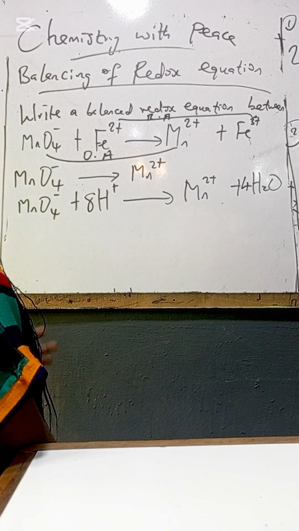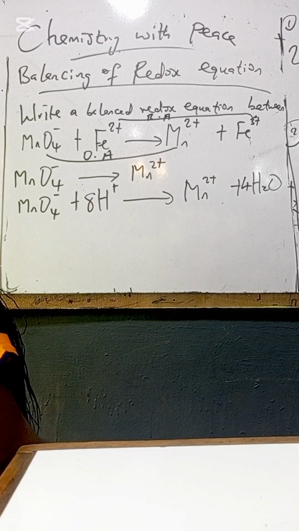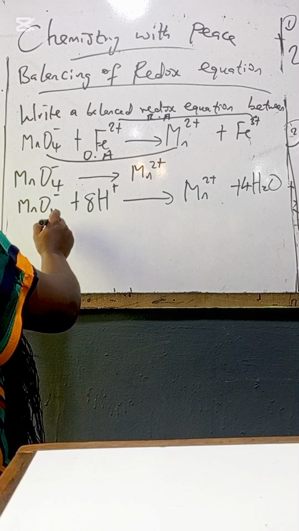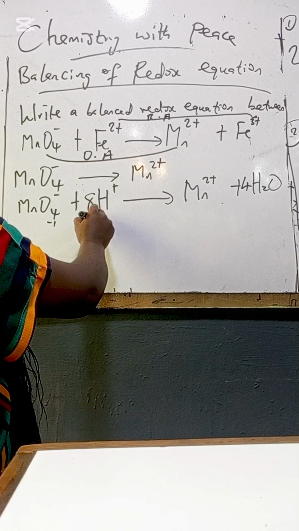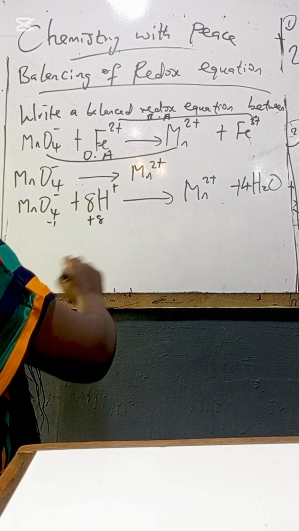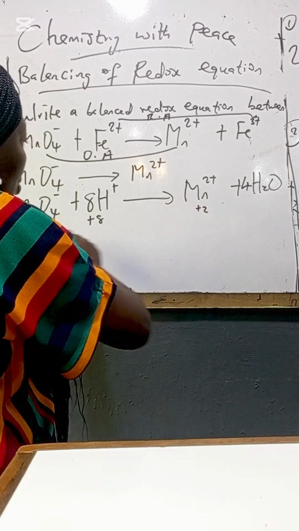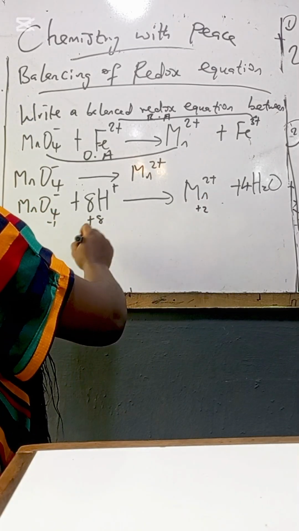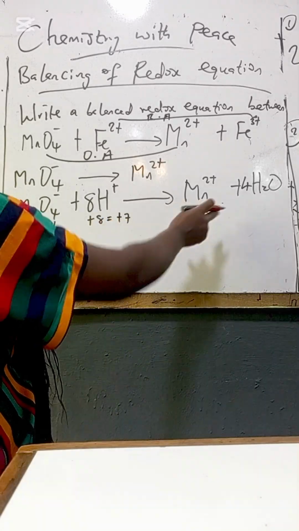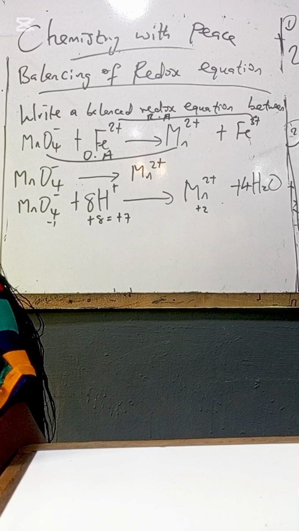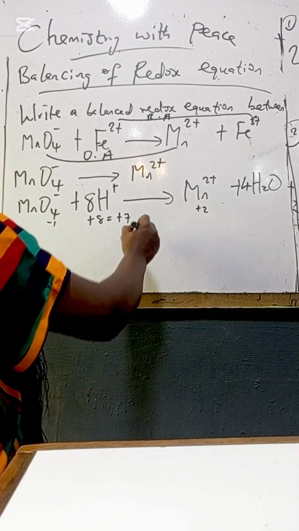Now we are going to look at the numbers of charge. We are going to balance the charge by adding electrons. So here now we are having minus 1 here. We are having what? Plus 8. Then going to the product side, we are having what? Plus 2. So that means on this side we are having minus 1 plus 8, which is plus 7 all together, while we are having plus 2 on the other side. So what are we going to do? We are going to add electrons to balance the charge.